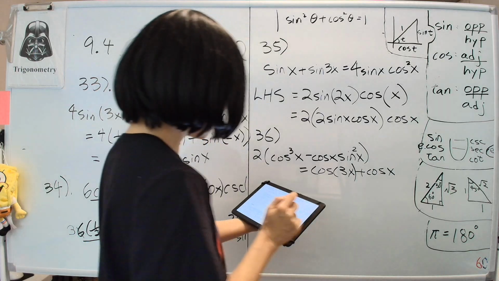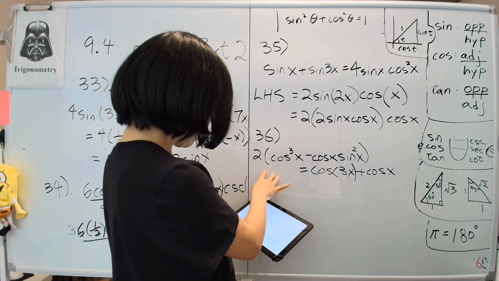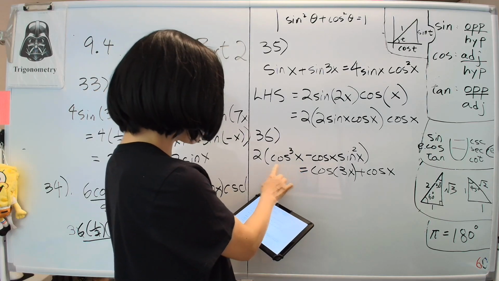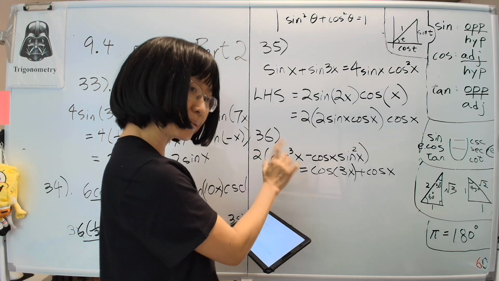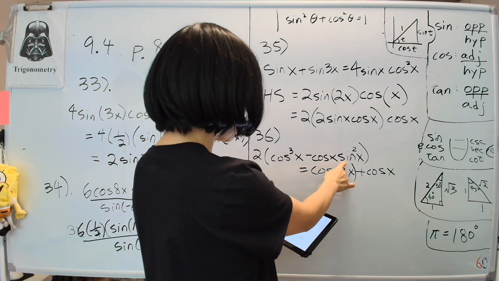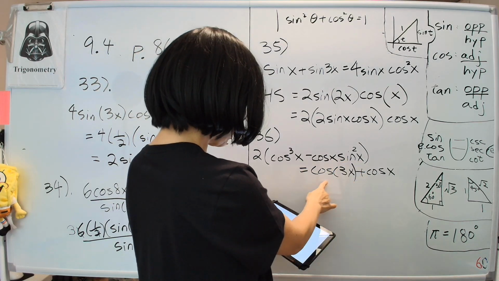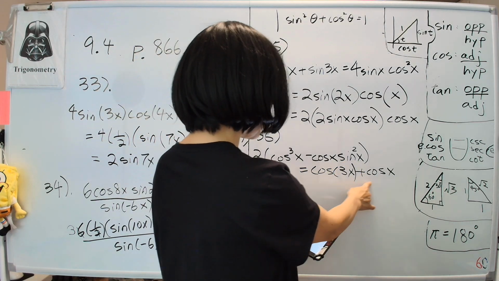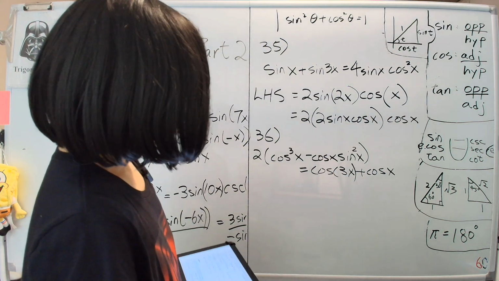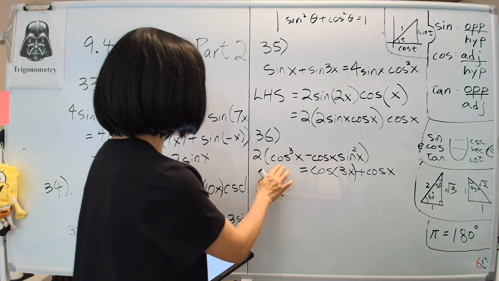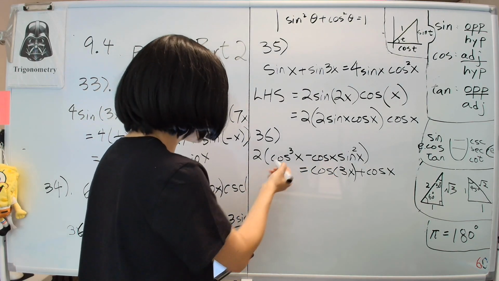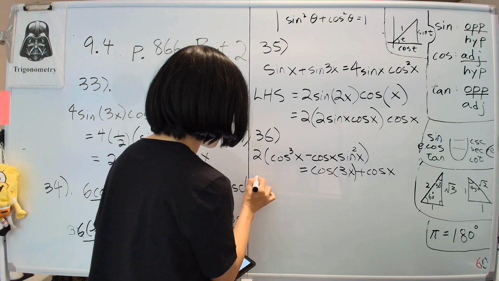So next, let's look at problem 36, where we have 2 times cosine cubed x. That means cosine x, the whole thing is being raised to the power 3, minus cosine x sine squared x equal to cosine of 3x plus cosine x. All right, so then what are we supposed to do here? Well, I don't know. But there is a common factor here. So when we don't know what to do, let's factor something out and see if anything good comes of it.